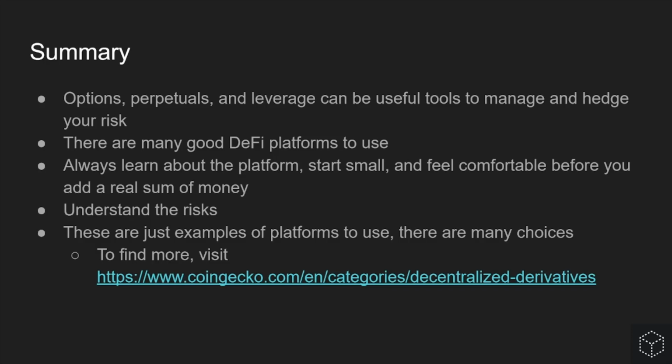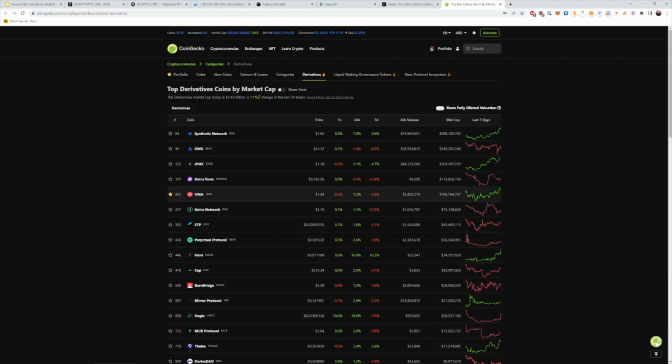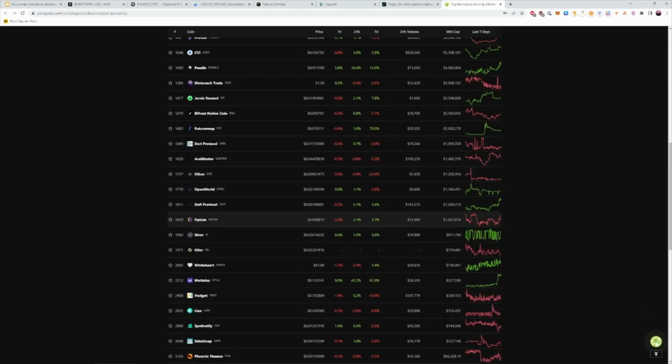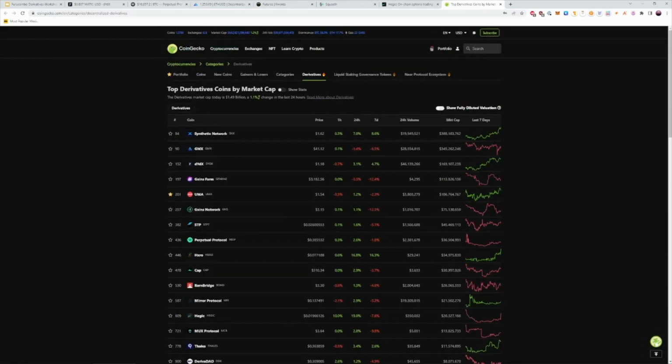If you want to find more examples of platforms to use, there's many choices. You can visit the decentralized derivatives section on CoinGecko, and here you can see all the decentralized protocol platforms that maybe you want to check out or you might be interested in. So these are the top ones here based on market cap. So Synthetix, GMX, dYdX, Gains, Perpetual Protocols here. There's Barn Bridge. Here's Hegic and things like that. So there's lots to use. They might have different rule sets and things that work better for you, liquidity, stuff like that. So check these out if you're interested. Here's where you can find a list of them.